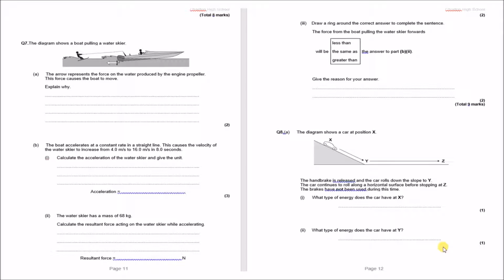Right, the next question. The arrow represents the force of the water produced by the engine propeller. This force causes the boat to move. So why is that happening? Well, when it spins, it's putting a force on the water. So if the propeller puts a force on the water, for every action, there is an equal and opposite reaction. So what must the water do? The water must apply an equal force. They must be the same size.